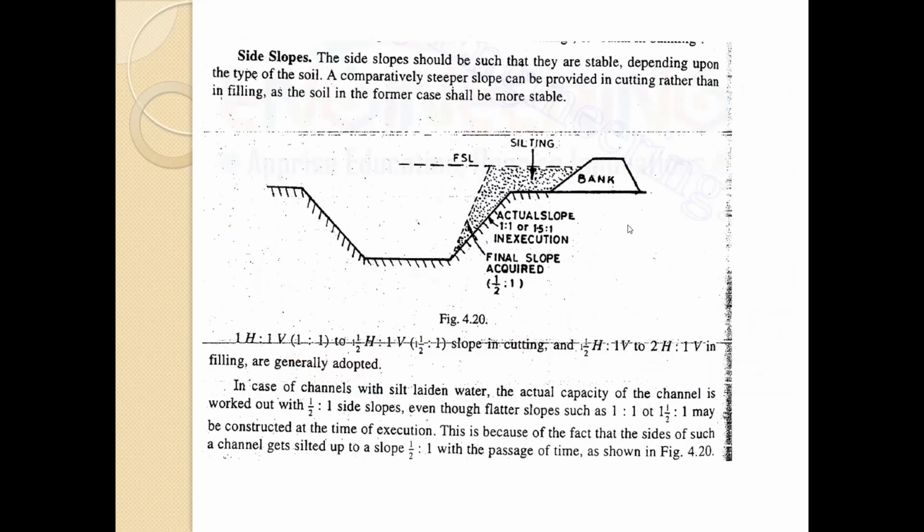So here you can see. Then side slopes. The side slopes should be such that they are stable, depending upon the type of soil.